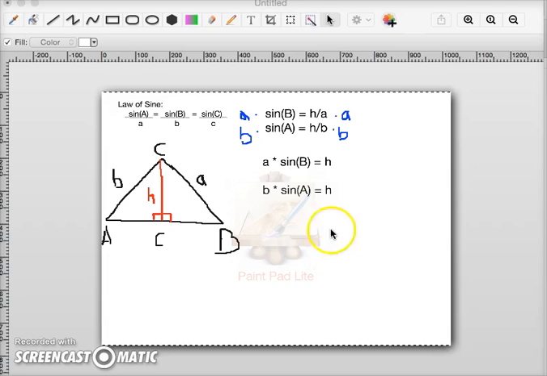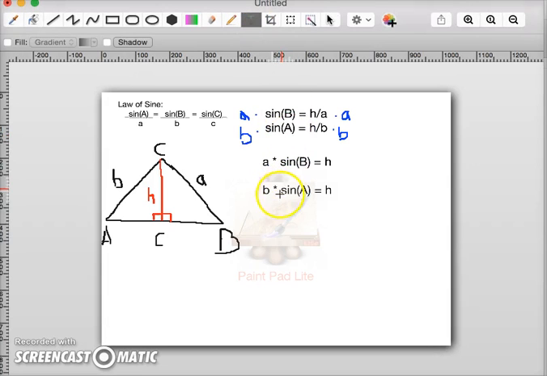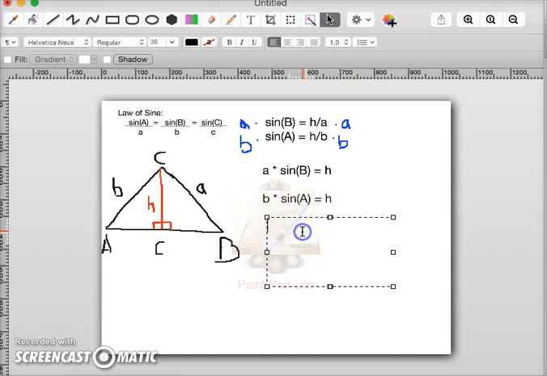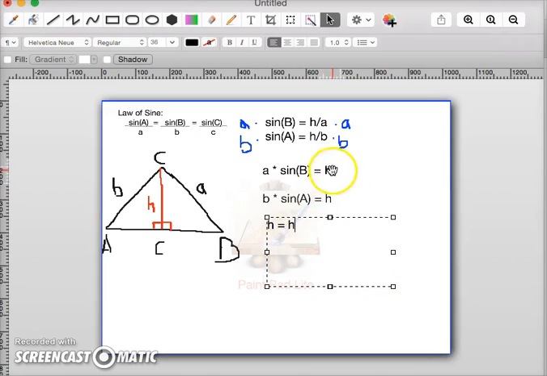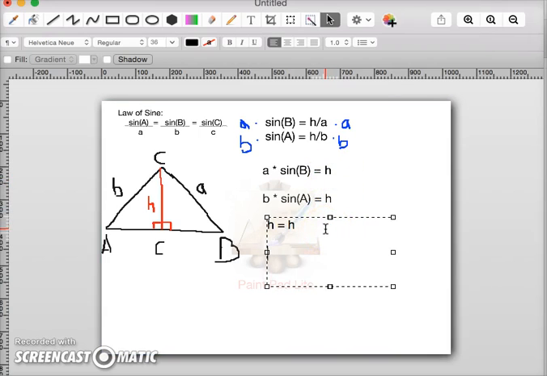From here, we can see that we have two equations and they both equal H. So we're going to set those equations equal to each other. We have H equals H from these two equations, and so we set a times sine of angle B equal to b times sine of angle A.